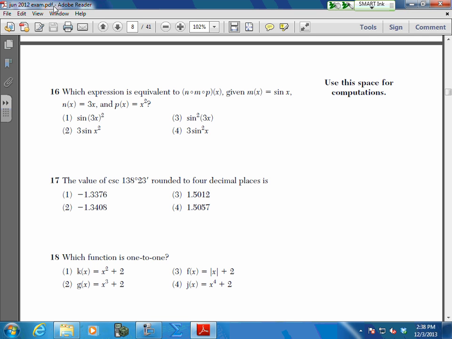Okay, number 16. We're looking at a composition of functions. Remember, in your composition, you start at the right and you roll it into the left. So we're going to start with p of x, which is x squared, and we're going to put it into m of x, which is the sine of x. You take p of x and you plug it into this x. So you're going to end up with the sine of x squared.